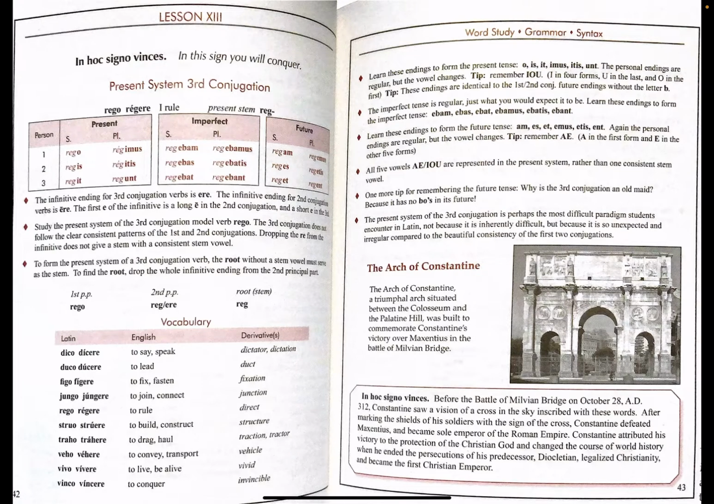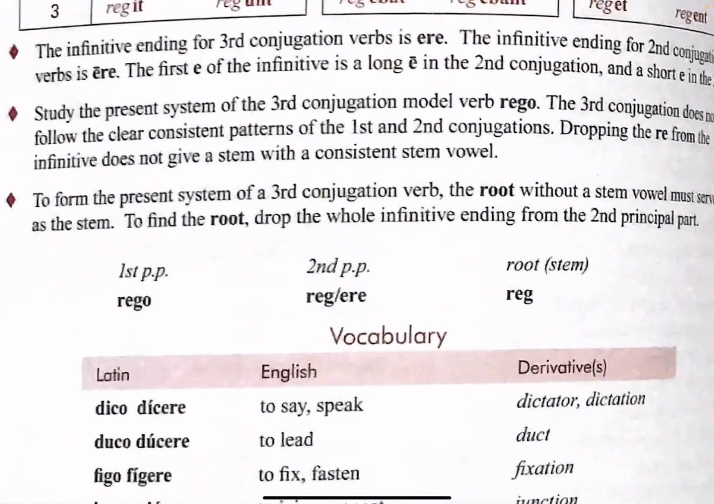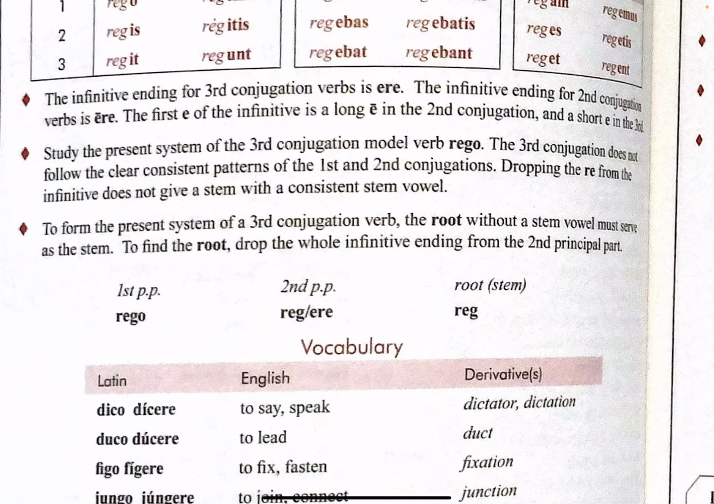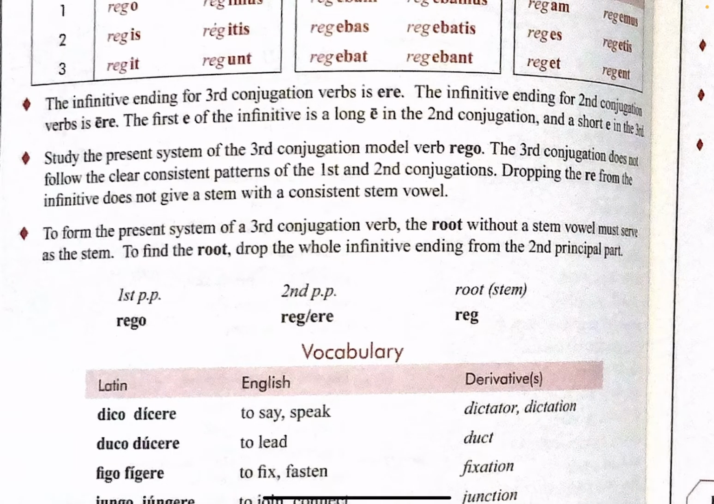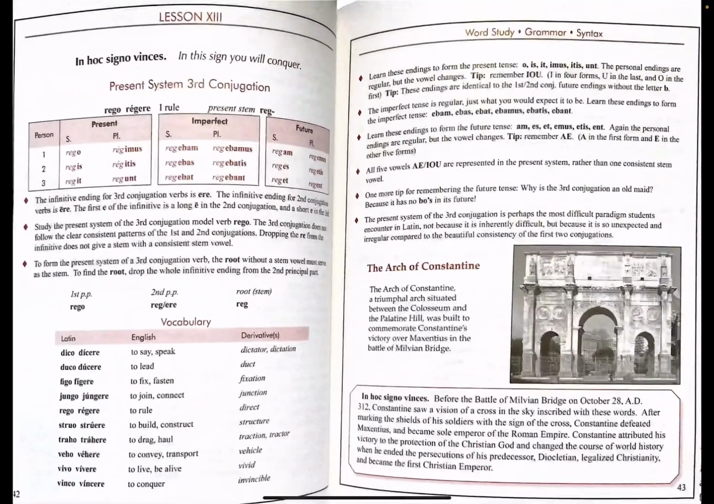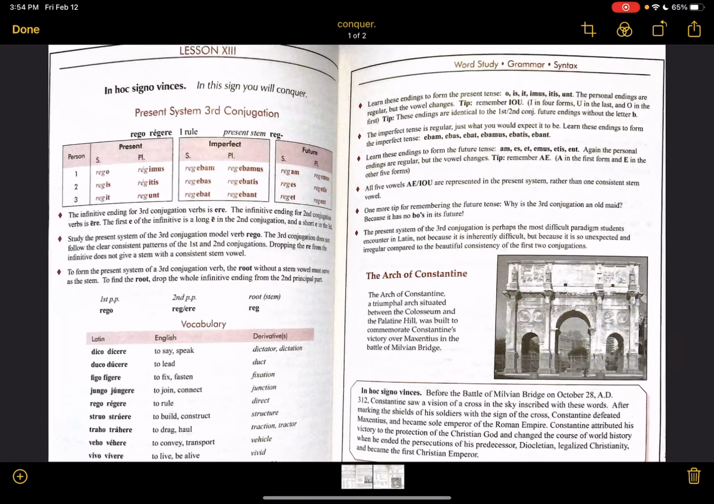So this week in 2A, we're studying the third conjugation present system. The second and third conjugations have similar endings in the infinitive, and that can be confusing. Look at this first bullet point here. The third conjugation infinitive ending is -ere, E-R-E. The second conjugation ending in the infinitive is -ēre, with a macron over the E.